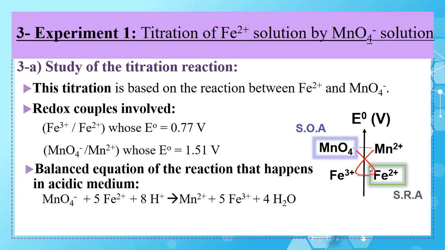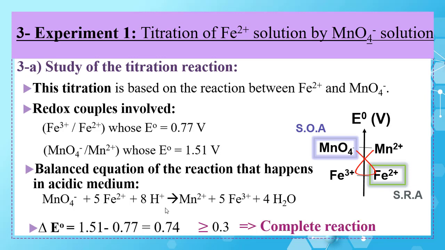In titration, the reaction used should be a complete reaction. To verify that this reaction is complete, we find delta E0, so it is 1.51 minus 0.77, and the answer is 0.74. Is this reaction complete? As we took before, because this reaction has delta E greater than 0.3, this reaction is a complete reaction and it can be used in a titration setup.